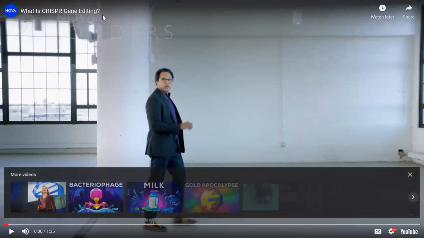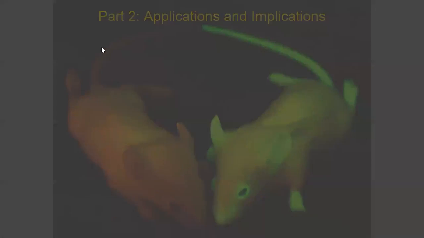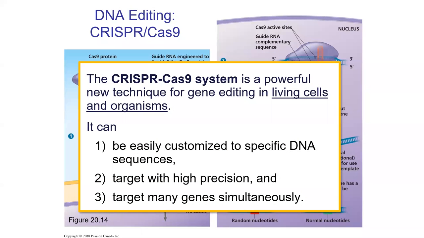CRISPR stands for... So what is the whole point about CRISPR that he was trying to make is that it's a very powerful system. And notice my note here. It says we can edit in living cells.